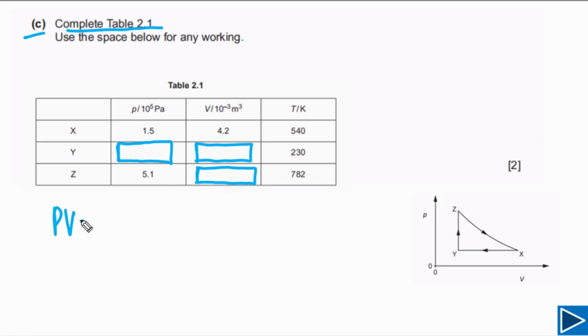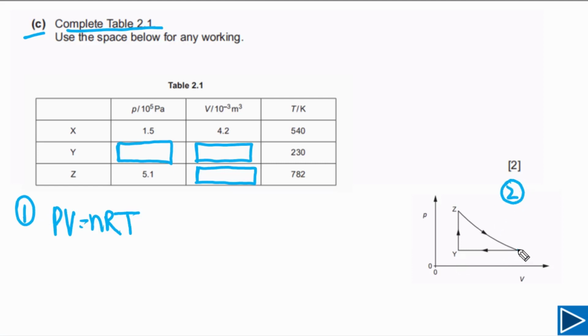First thing, we need to understand how to use PV = nRT, this ideal gas equation. And the second one, we need to understand how to read a PV diagram. So this is the first thing you need to understand. The second one, you need to understand how to read PV diagram.